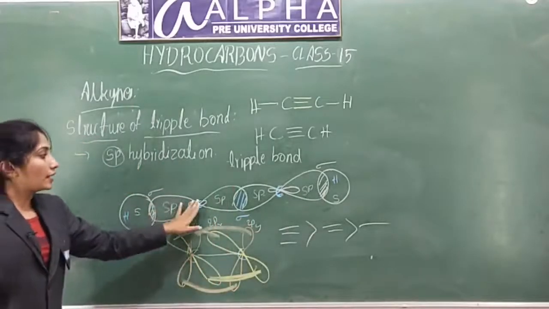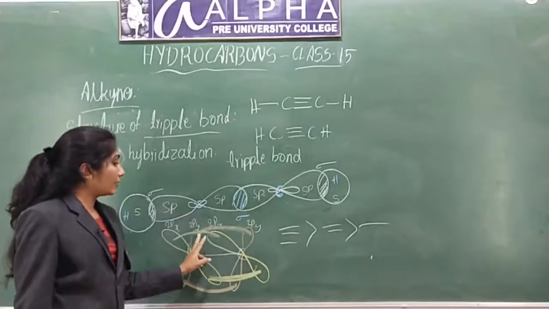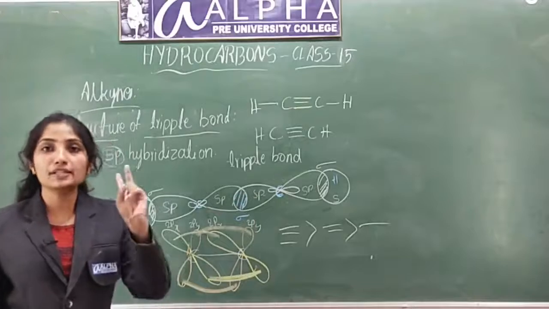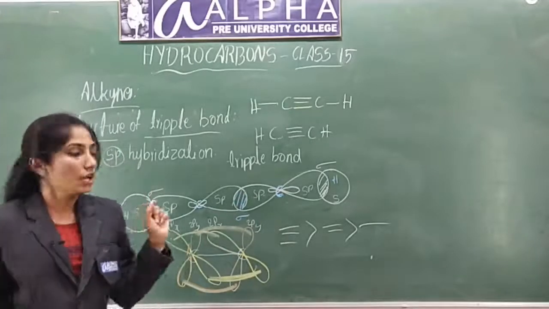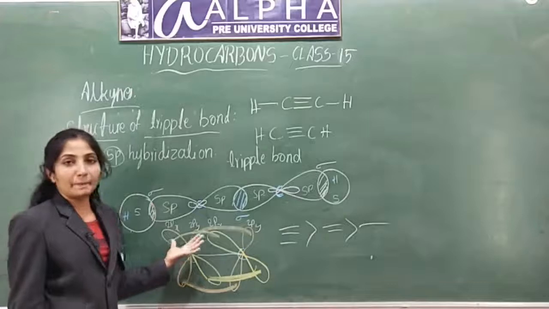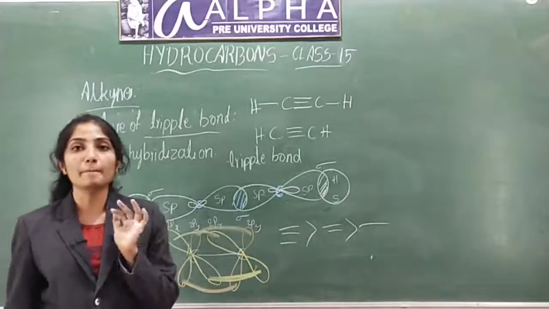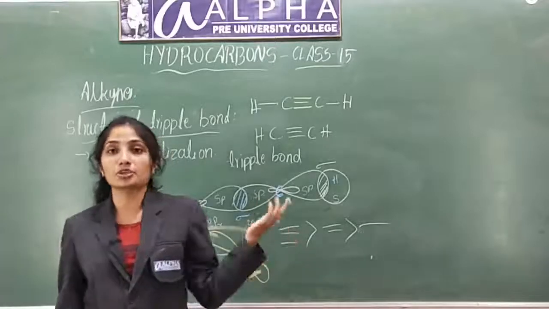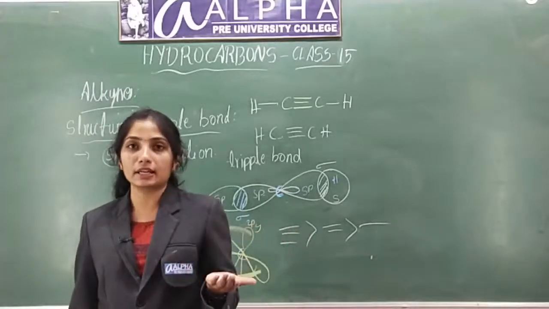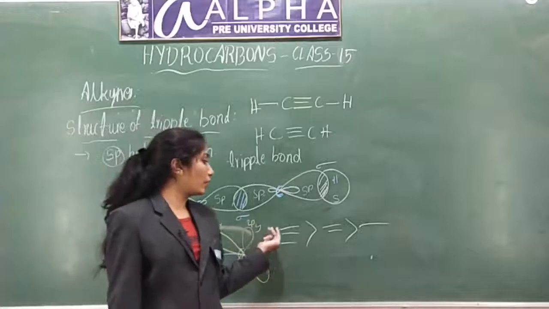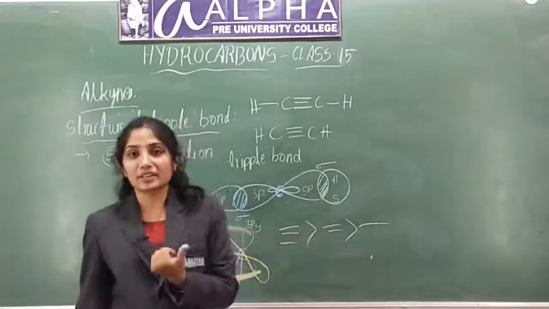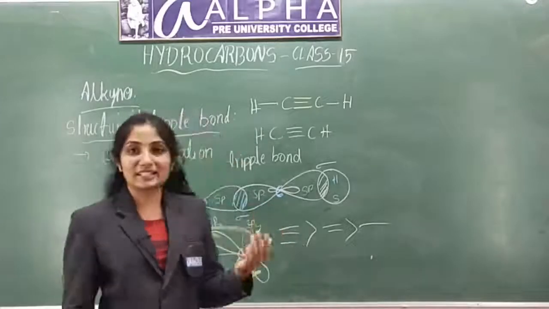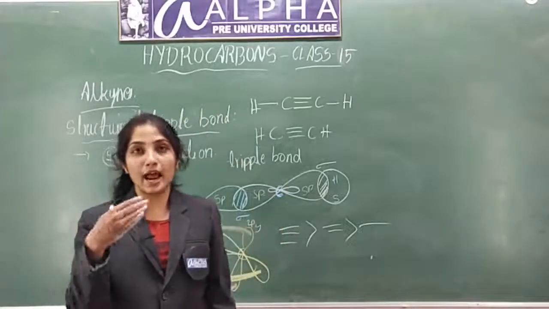Next, these two carbon atoms contain unhybridized p orbitals. Each carbon contains two unhybridized p orbitals. So these unhybridized p orbitals will overlap to form pi bonds. Triple bonds are stronger than double as well as single bonds, but they are shorter in length. They are shorter and stronger. Thank you. Let us continue in the next class with preparation and properties.